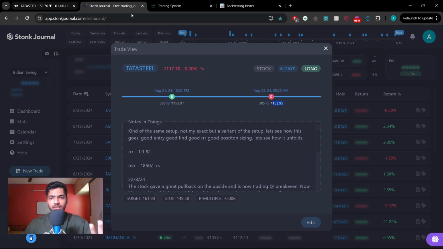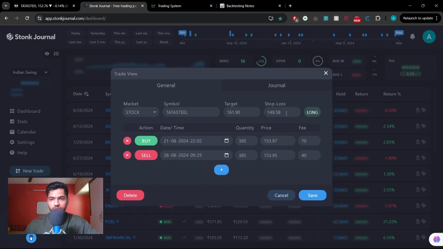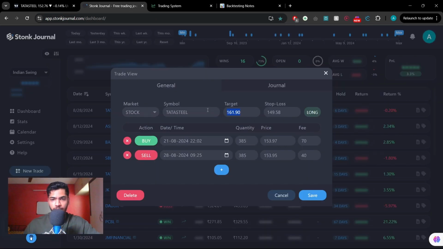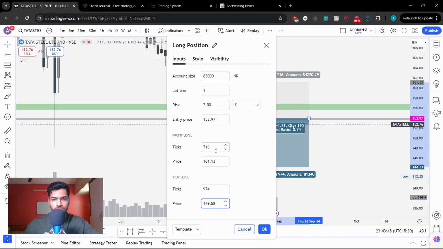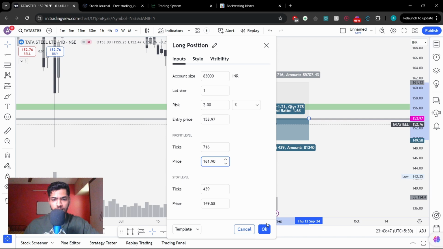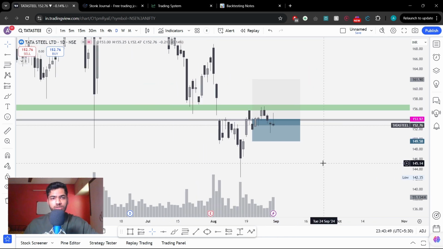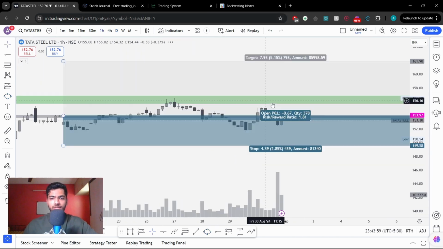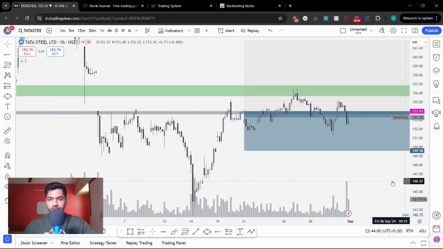So basically I'll just give you a brief of how this trade went. Yeah, so basically this was the trading plan. I entered right here on this candle. I'll move on to the 1 hour time frame so you'll understand much better.